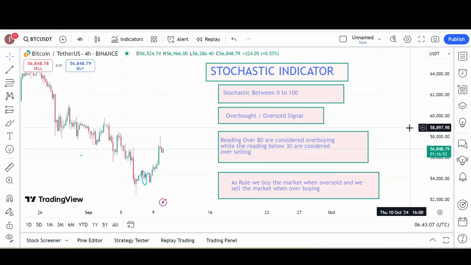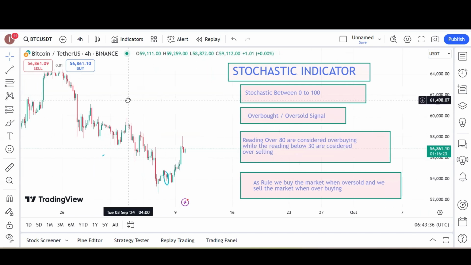Hello everyone. In the previous lecture we studied the MACD indicator, and today we study the stochastic indicator. The stochastic indicator lies between two values, from 0 to 100. If the reading is over 80, we consider it overbuying pressure, while if the reading is below 30, we consider it overselling pressure. As per the rule, we buy the market when it's oversold and we sell the market when it's overbought.